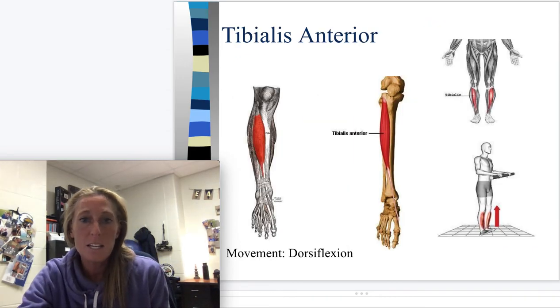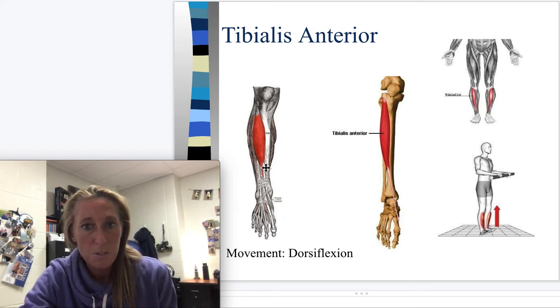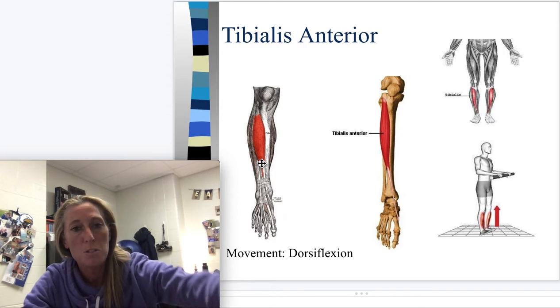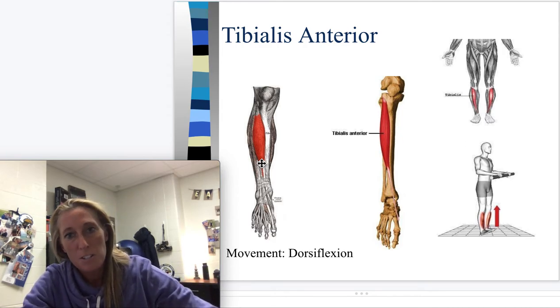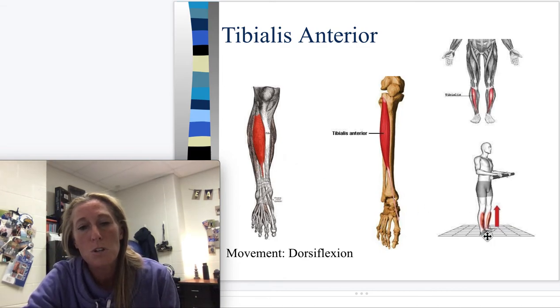The tibialis anterior is on the front of the shin. It allows for dorsiflexion of the foot at the ankle there. If you are getting your ankle taped, we tape in a dorsiflexed position. So your anterior tibialis could cramp if you're not used to holding it in that position very long. So dorsiflexion, pulling the toes up.